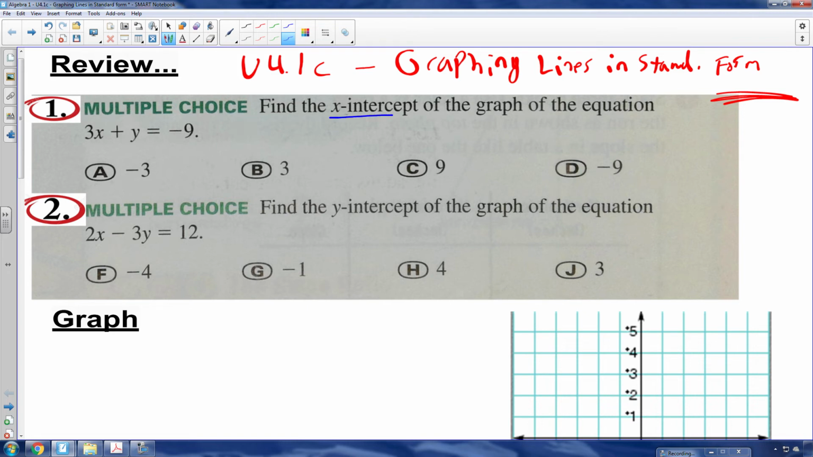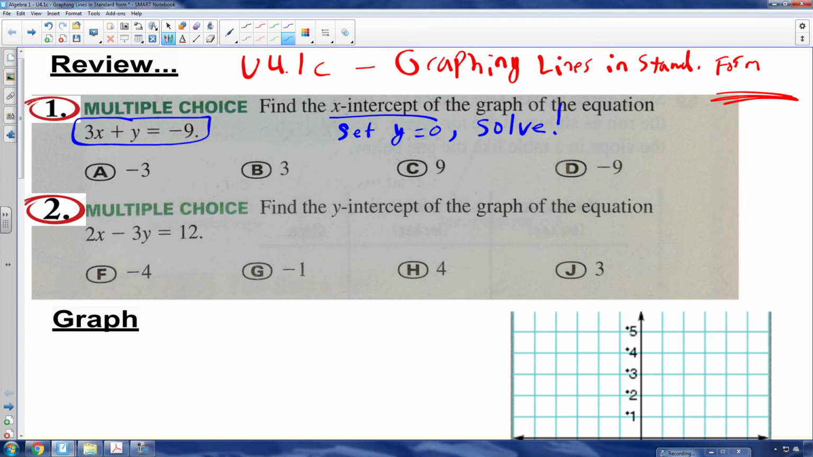So the x-intercept was on last unit, or last section, and what you're doing is you're setting y equal to 0, and you're solving. Okay? So that's what you need to do. So let's take this equation and replace y with 0 in this equation. So what's this equation going to be if I replace y with 0? The same exact equation, just replace y with 0.